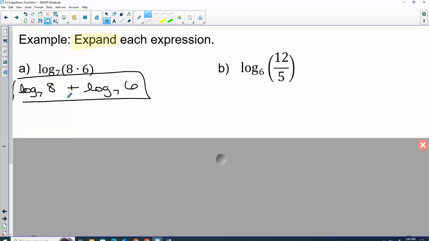Now what if I had log base 7 of 7? That would turn into a 1. I would expect you to go ahead and reduce that. Okay, log base 6 of 12 over 5. How do I rewrite this? Can we reduce either of those? No.